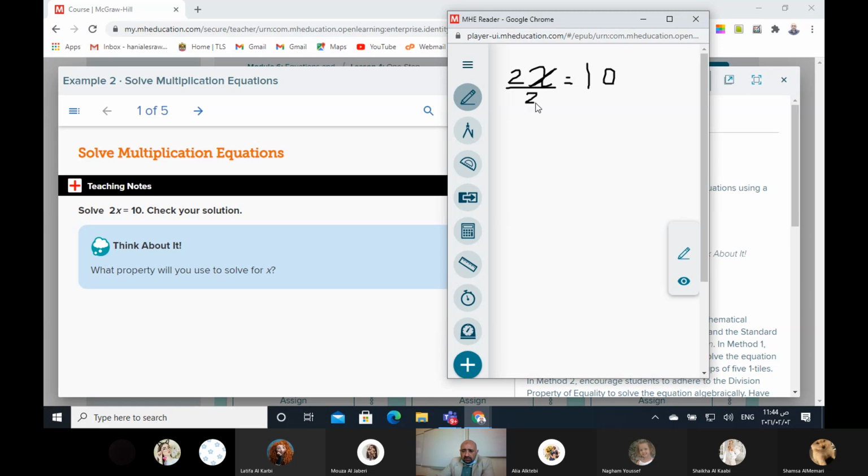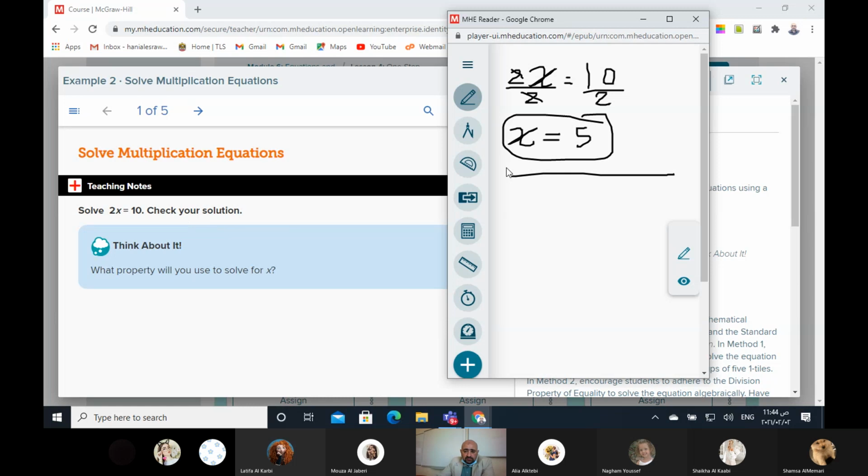Use divide. So divide here by 2 and divide here by 2. 2 divided by 2 will be 1. 2 divided by 2 will be 1. 1x means we have x equals 10 divided by 2, which is 5. So the solution here will be what? Will be 5.